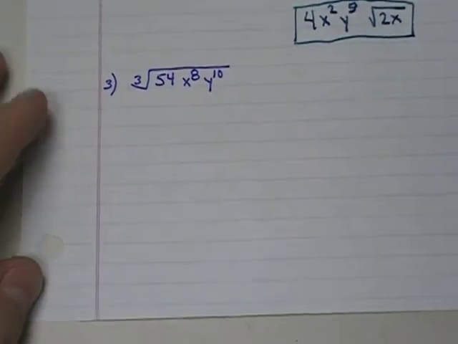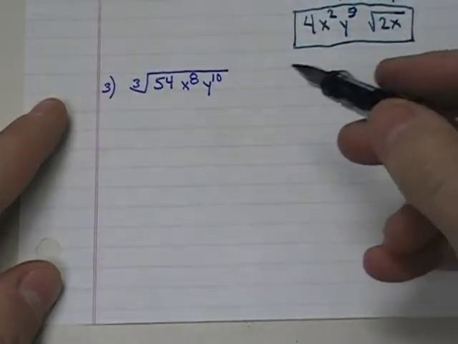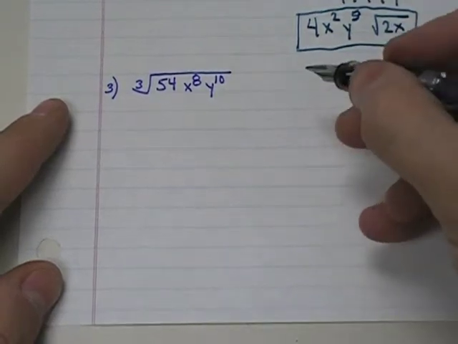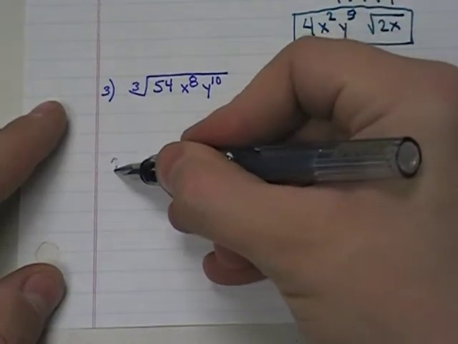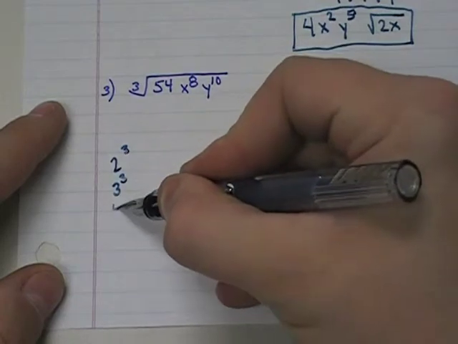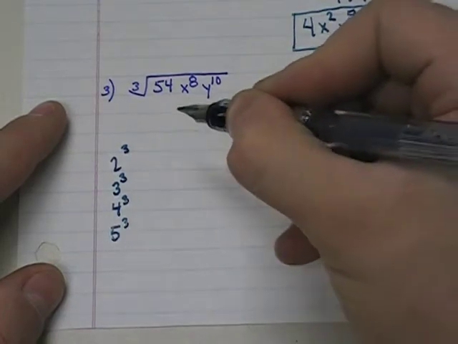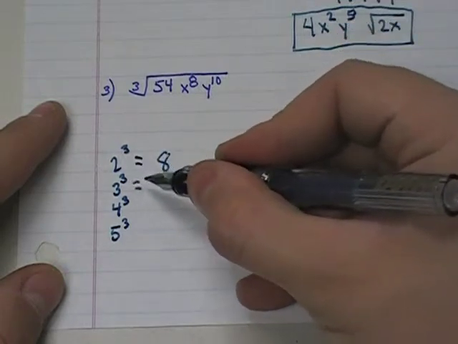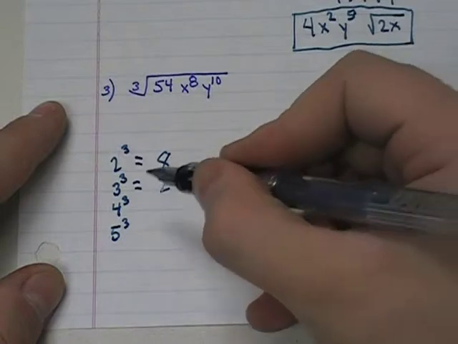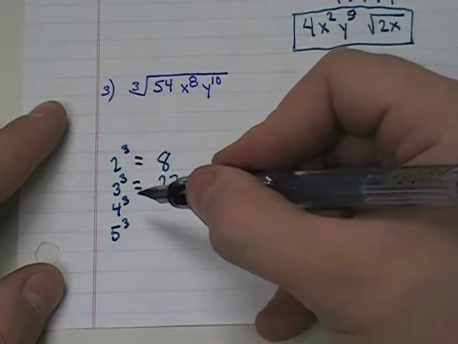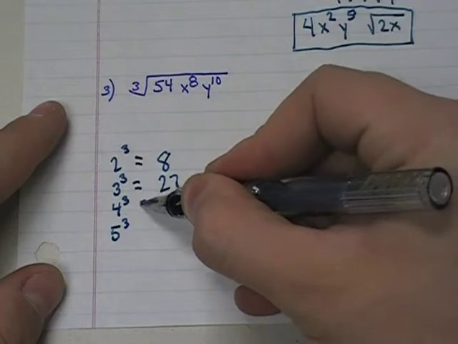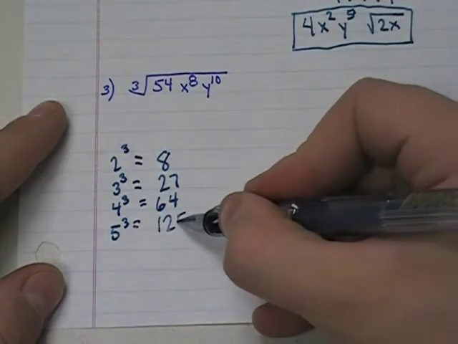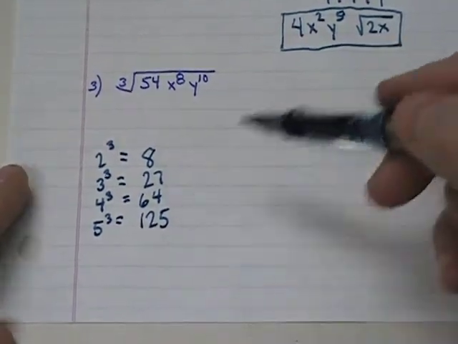So let's practice this with our third problem. This time we have a cube root. So the first question I have is, what are my perfect cubes? 2 cubed, 3 cubed, 4 cubed, 5 cubed, etc. Well, 2 cubed is 2 times 2 times 2, which is 8. 3 cubed is 3 times 3 times 3, which is 27. 4 cubed is 4 times 4 times 4, which is 64. And 5 cubed is 5 times 5 times 5, which is 125. And the cubes get very big very fast.